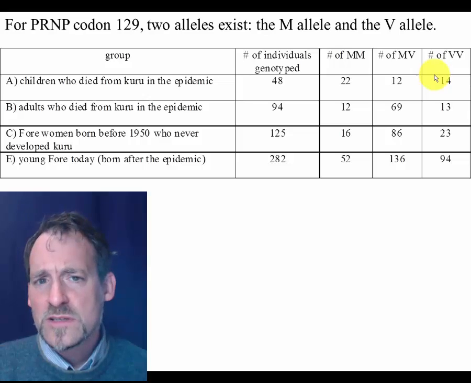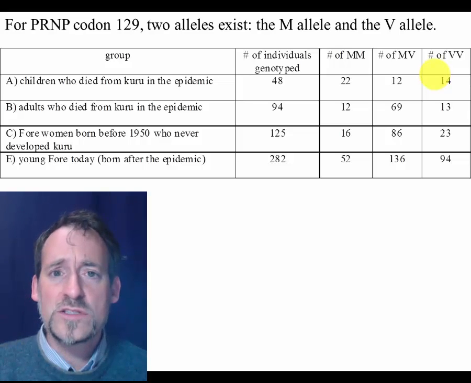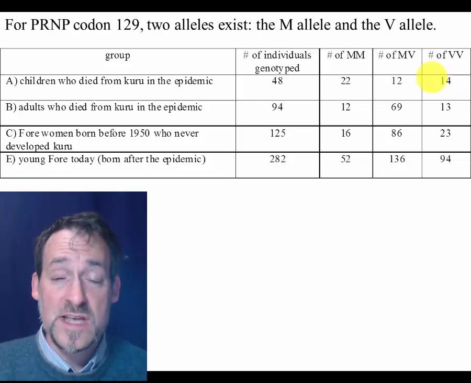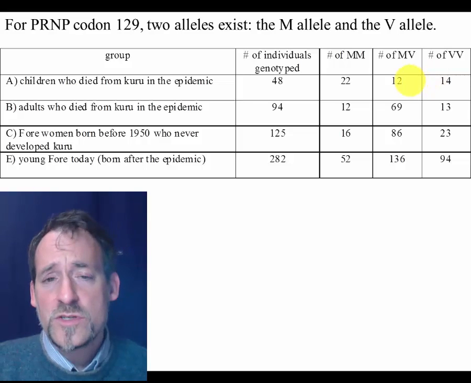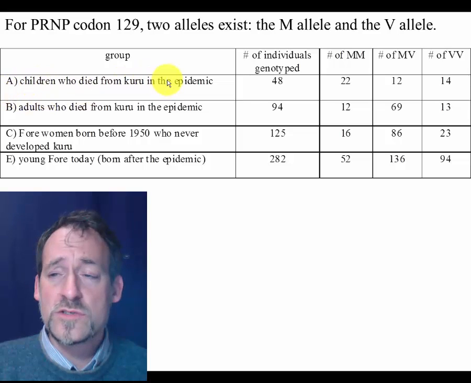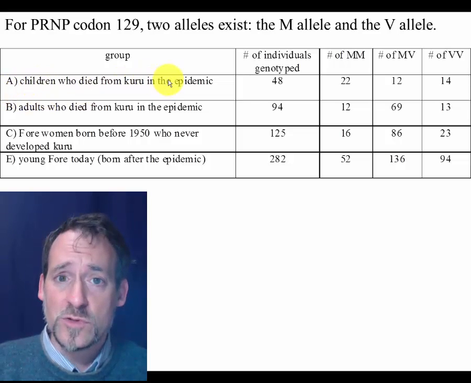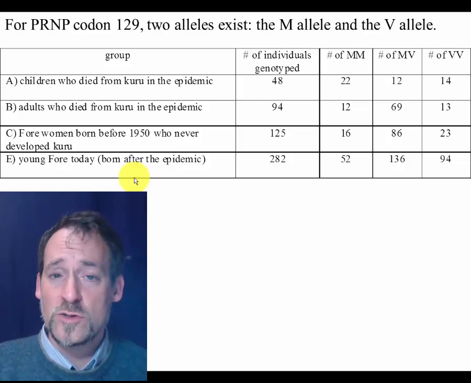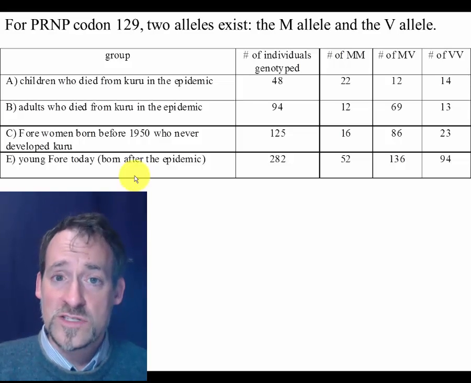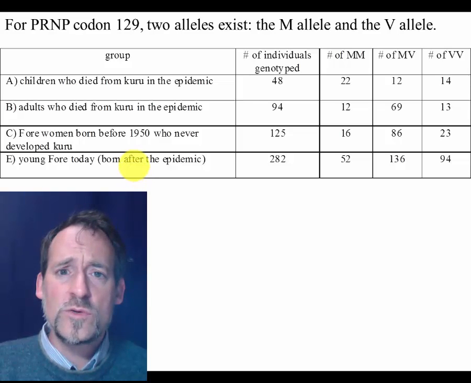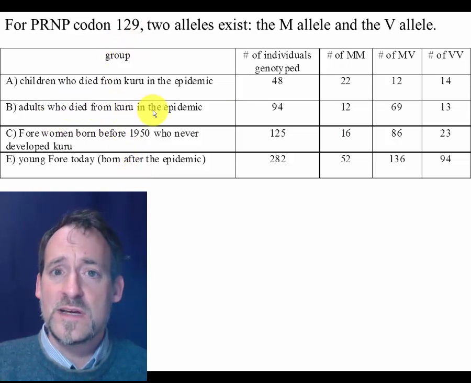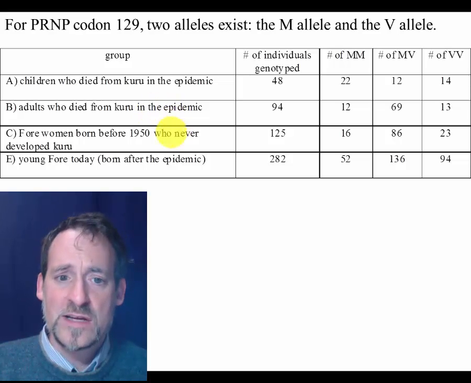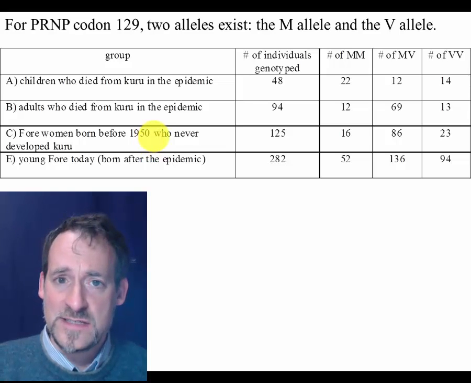So how do we calculate what this population ought to look like if nothing interesting is happening? What I'm going to do is work through this group, Group A, the children who died from Kuru in the epidemic. Then I'm going to ask you to work through these next 3 on your own. You'll be telling me what results you get in the quizzes. What you want to do is go ahead and work through Group B and take the first quiz. If you get that right, then you know you're on the right track. Go ahead and practice C and E.